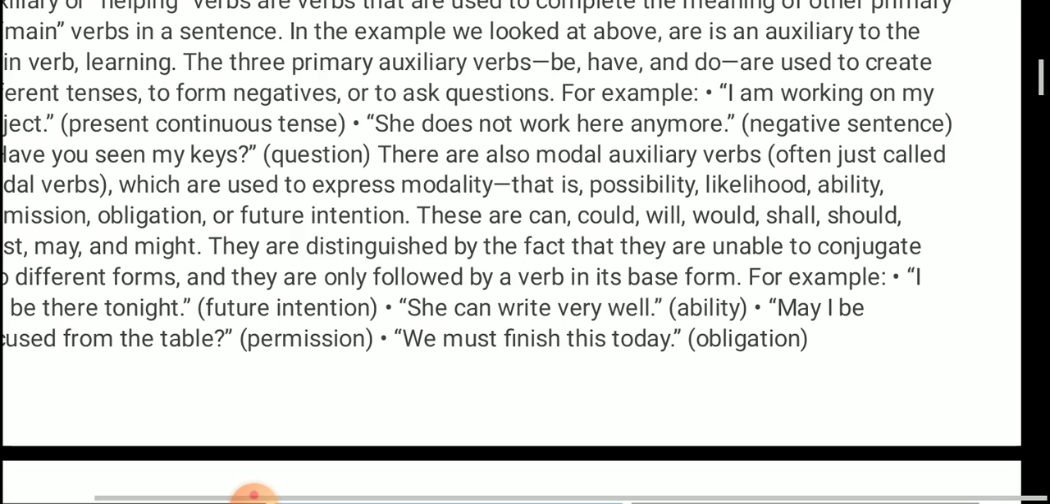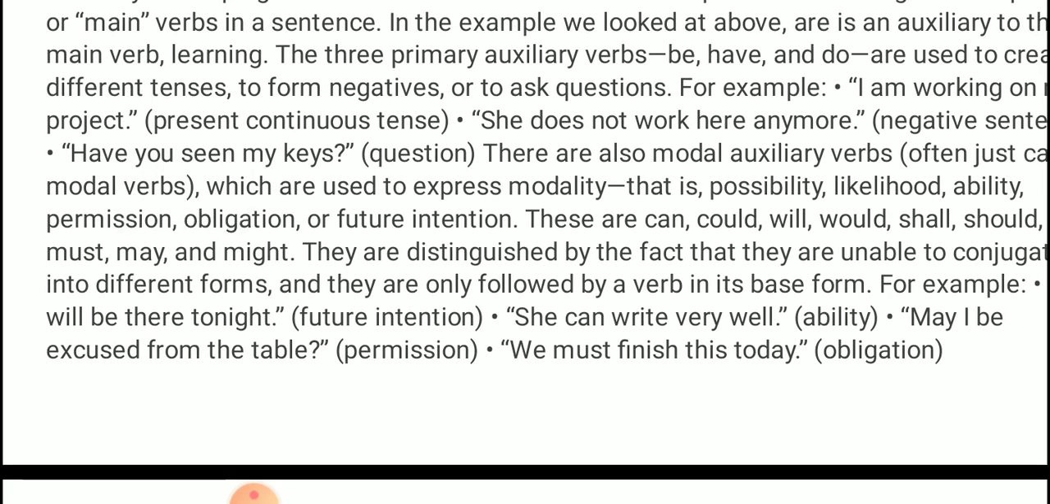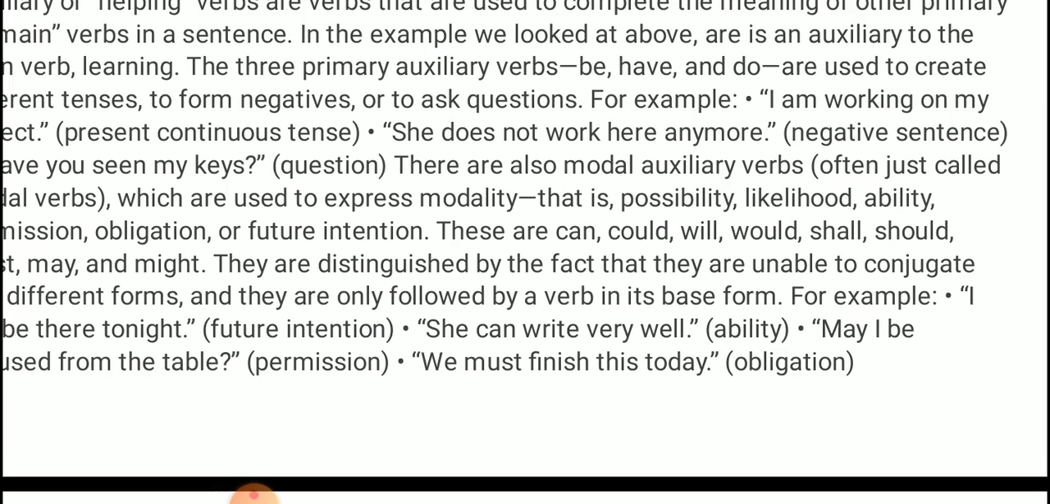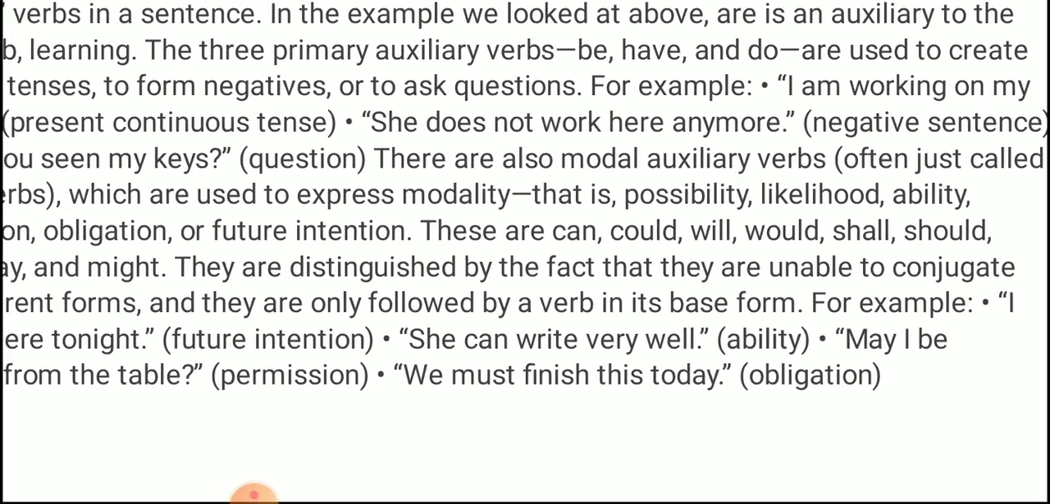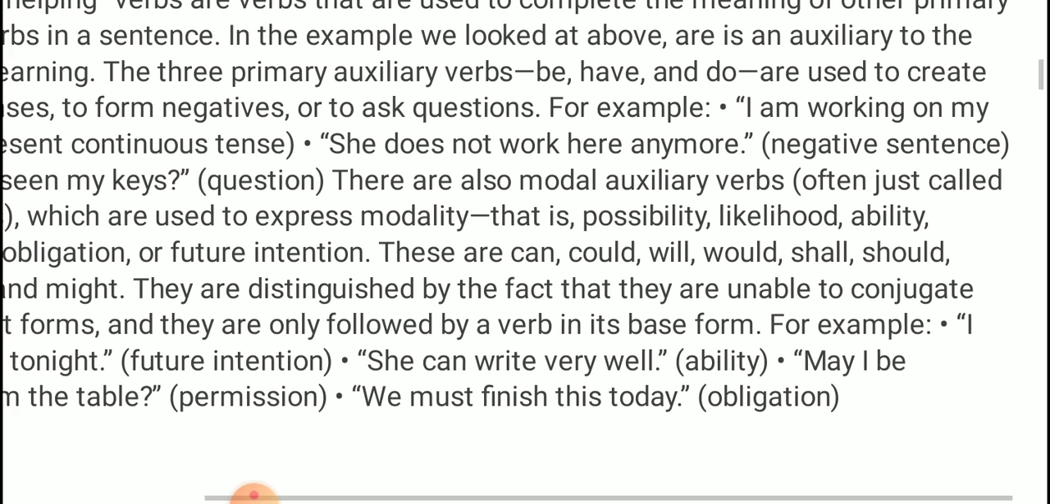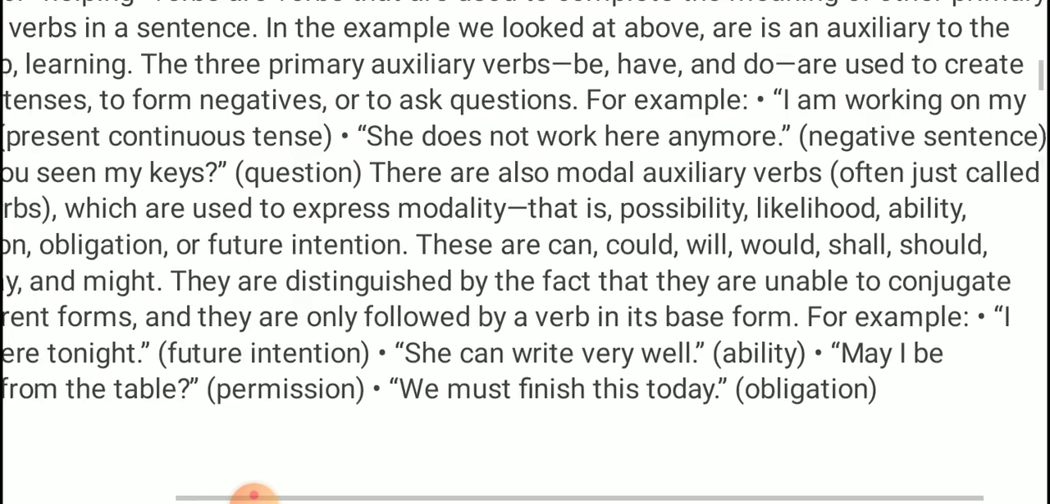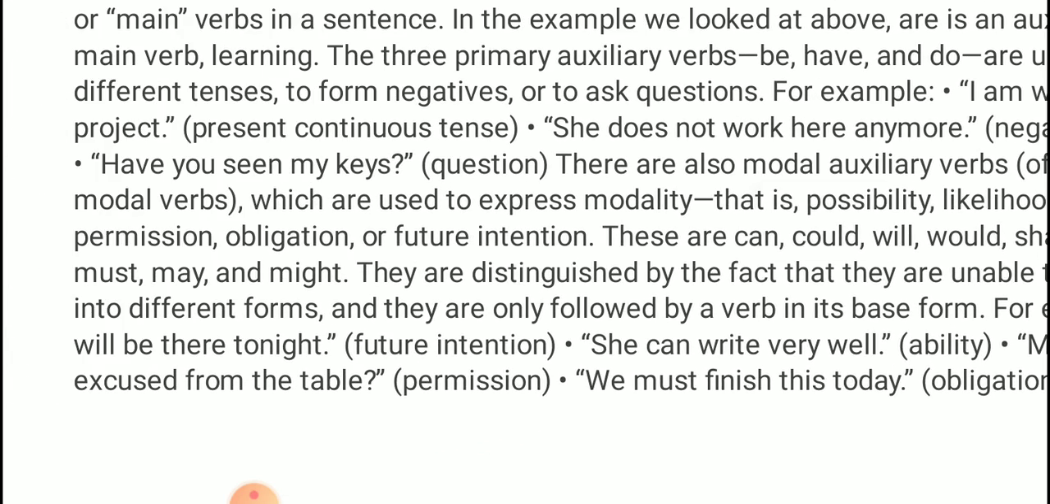For example, I am working on my project. This is present continuous tense, and if you will focus on am working, you see that working is a main verb. A verb am is used with it in order to make it more complete, or to give it a particular tense.